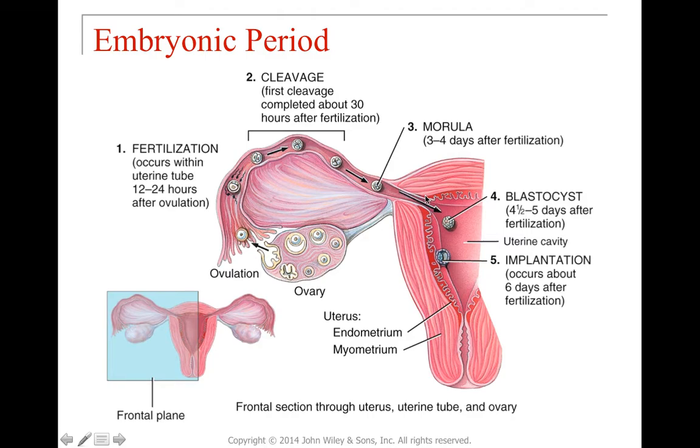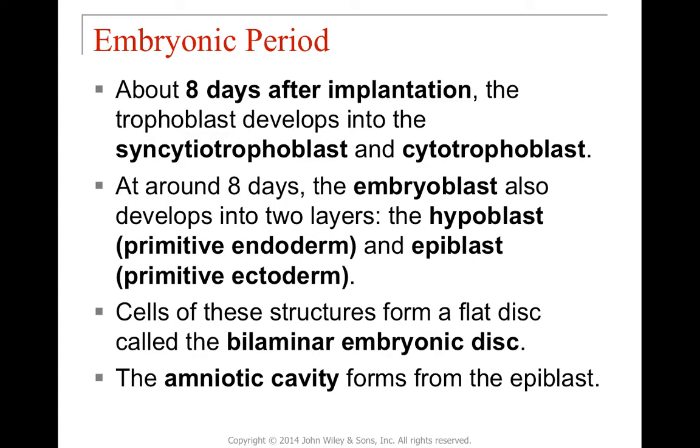And eventually it's going to find itself in the uterine cavity as a blastocyst. This happens approximately 5 days after fertilization. It still hasn't implanted. It has to be able to find a happy place to make its home and then bury its way into the endometrium. And that's going to happen approximately 6 days after the fertilization event.